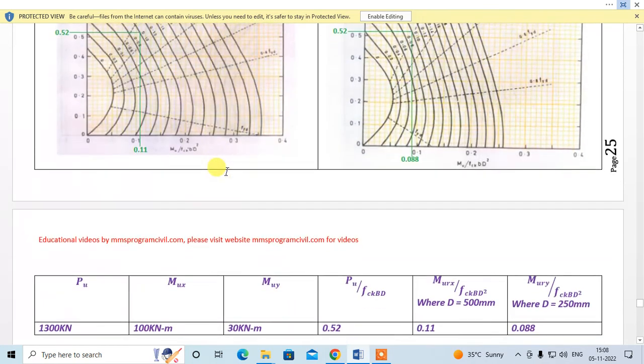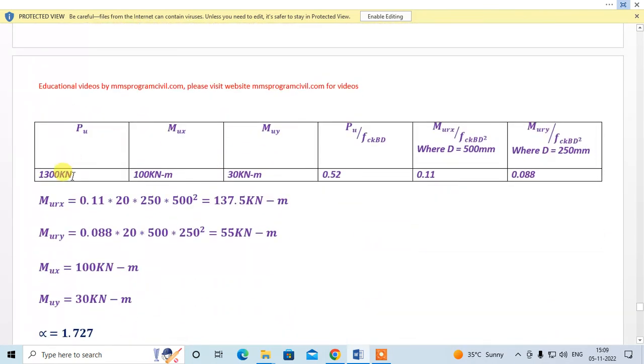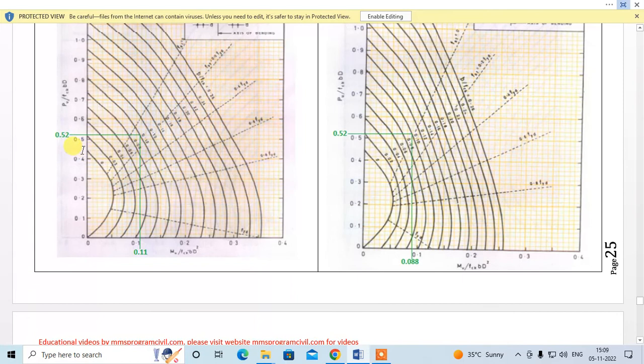So we can make a simple table like this. Pu is given as 1300, Mux is 100, Muy is 30. So Pu by fck b D is 0.52. We have to find the ultimate moment carrying capacity of the section about the x-x and y-y axes, for the corresponding Pu. So this is 0.52.